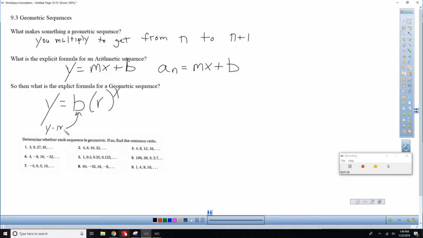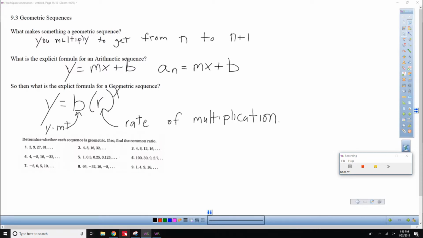What is b? It is still our y-intercept. Okay? r, in this case, is the rate. It's what you multiply to get from one term to the next term. And then x is just which term you want. So if you want the 10th term, then you put a 10 in for x. The b and the r will typically be numbers. The x and the y will be variables, just like you're used to for all other functions in algebra.